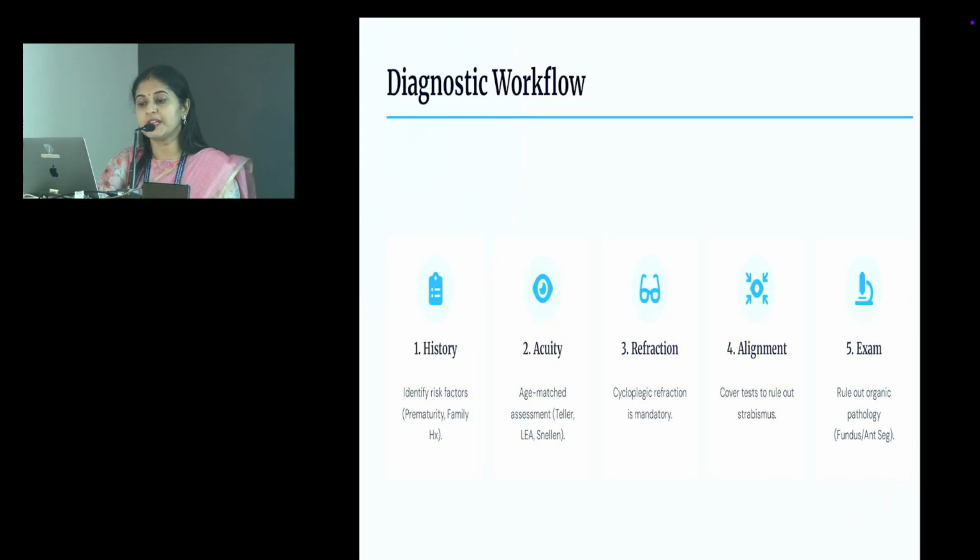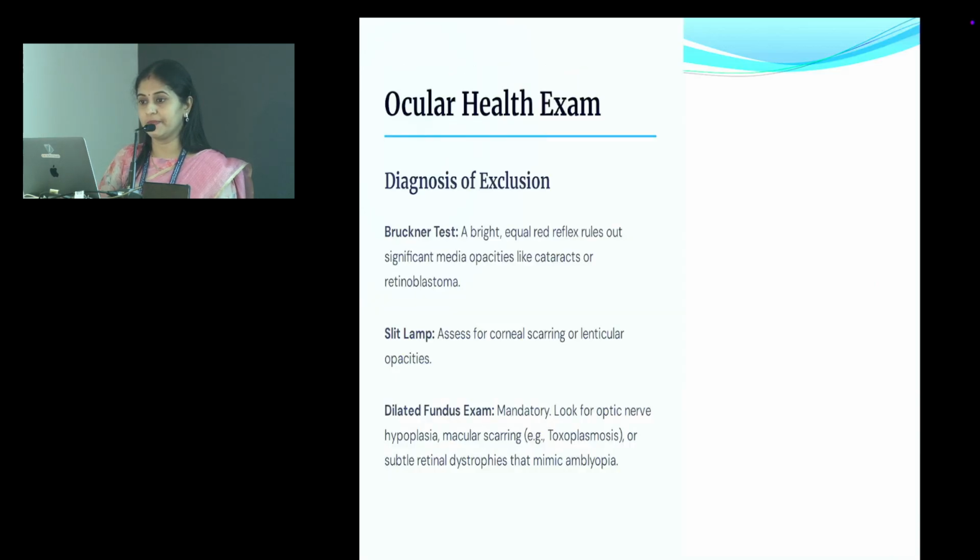So, starting from the history, we already identified the risk factors. Check the visual acuity according to the age-matched assessment. Refraction, cycloplegic refraction is mandatory, very, very important. And check for strabismus and rule out any organic pathology. So, always do a detailed anterior segment and fundus examination.